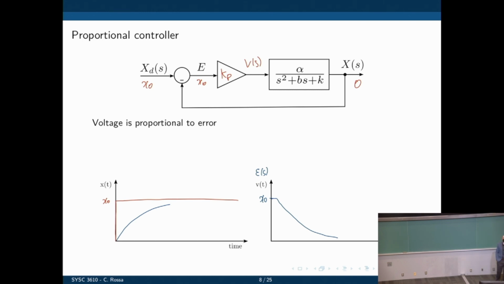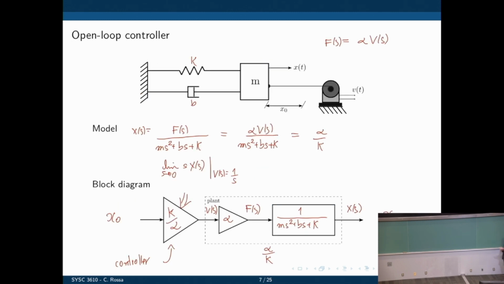What would be the error if the mass is at x0? When the mass reaches x0, the error becomes 0. What is the voltage? 0. And what happens? The mass just moves back because there's a spring pulling it back. Right, so we'll never be able to reach x0 because for a voltage to exist, there must be an error. Otherwise, if the error is 0, there is no voltage. And because there is no voltage, the spring will just make the mass move back.